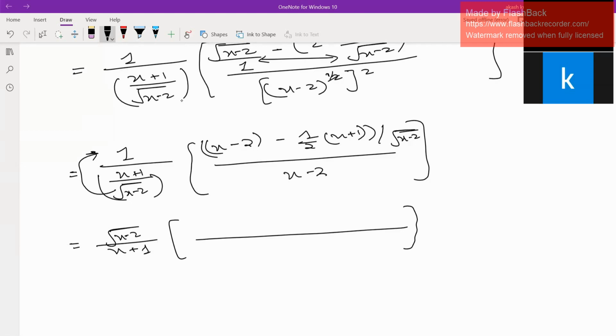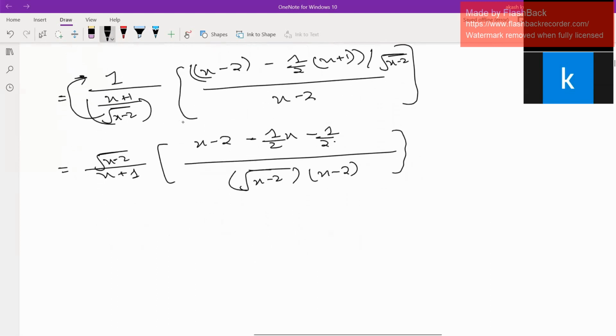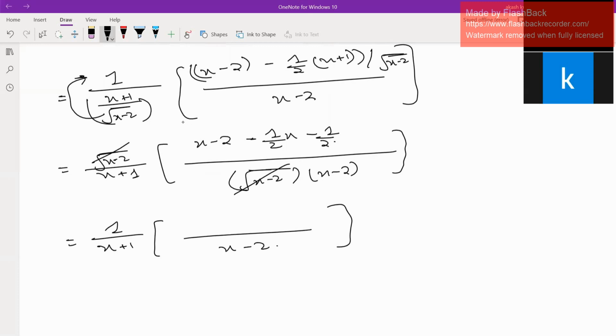So we have now x minus 2 minus, multiplying half with the term, so it will become minus half x minus half. And then square root x minus 2 multiplying with x minus 2. Is it clear? This cancels out. Outside is left x plus 1 and x minus 2.